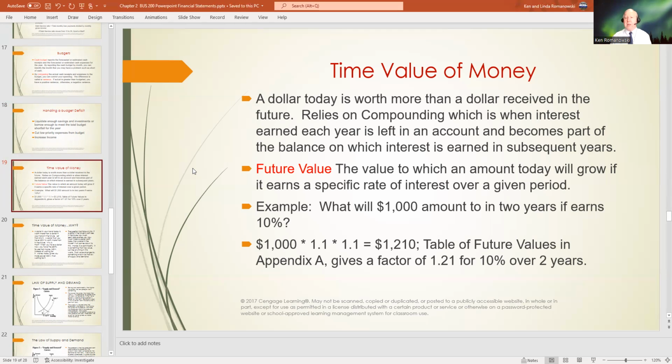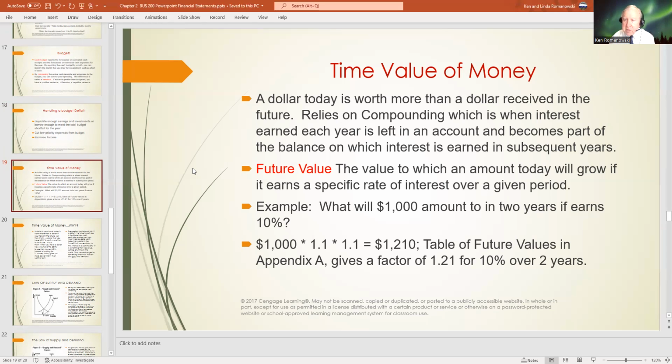This concept relies on compounding, which is when interest earned each year is left in an account, the interest then becomes part of the balance, otherwise known as the principal. So you wind up getting interest not only on the original amount, the principal amount, but you also continue to get interest on the interest. And this is how you're going to wind up getting more money by use of this time value of money concept. So again, $1 today is worth more than $1 in the future.